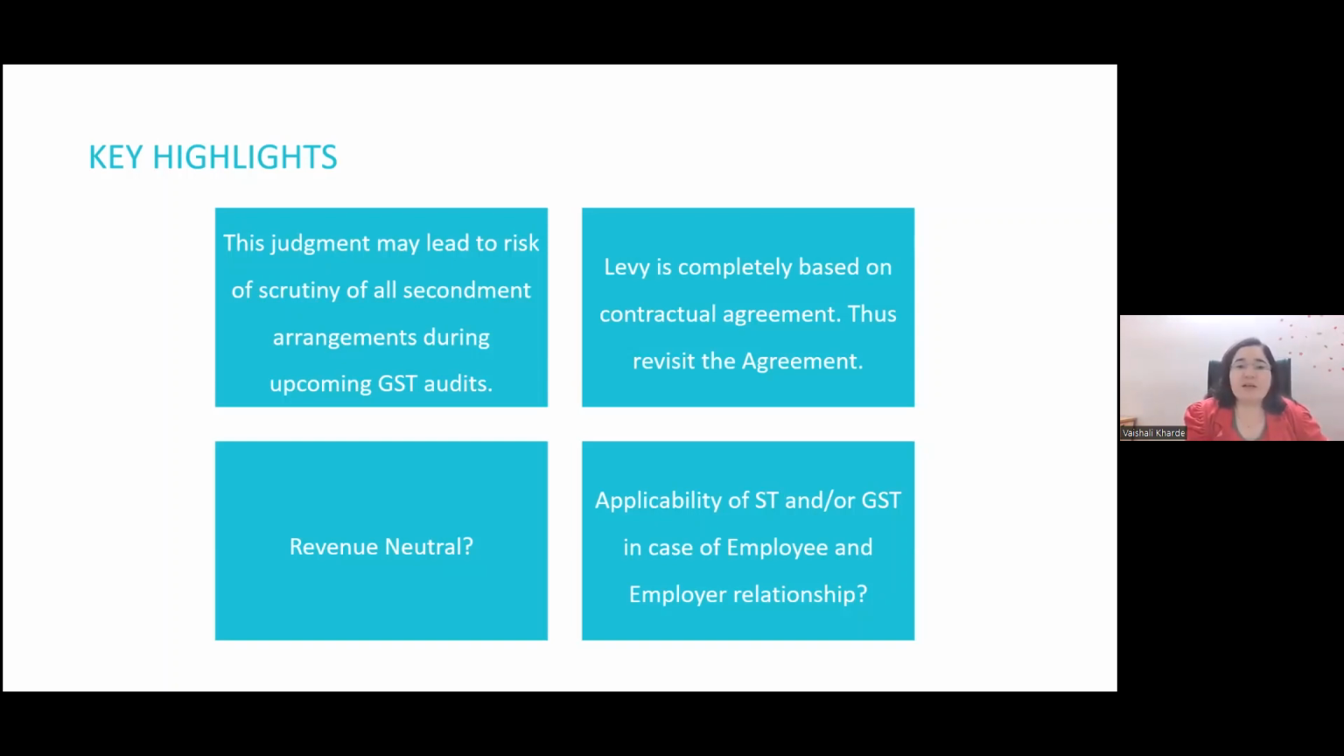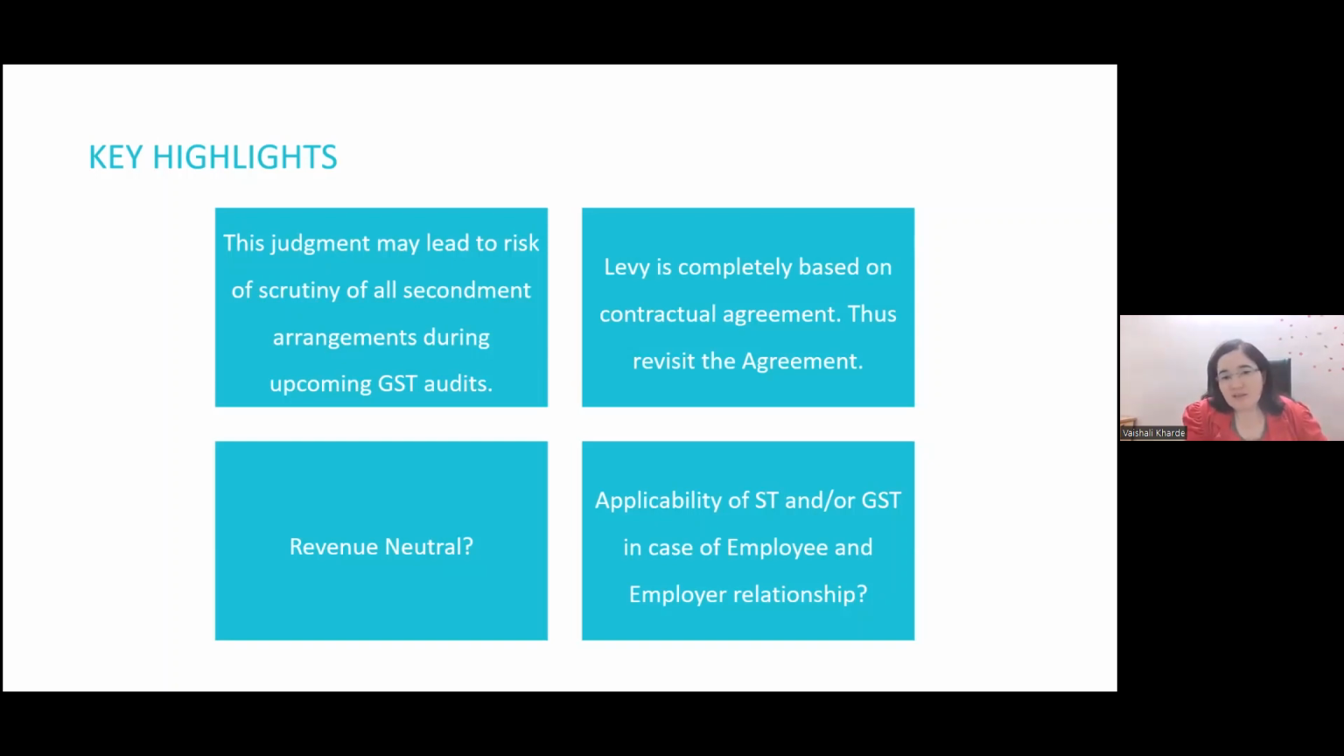So whenever there is a risk of the RCM or whatever decision, even if you have taken a decision that there is an employer-employee relationship and GST is not payable or service tax is not applicable, then substantiate such a position by way of documents. So you should have a substantiated position.